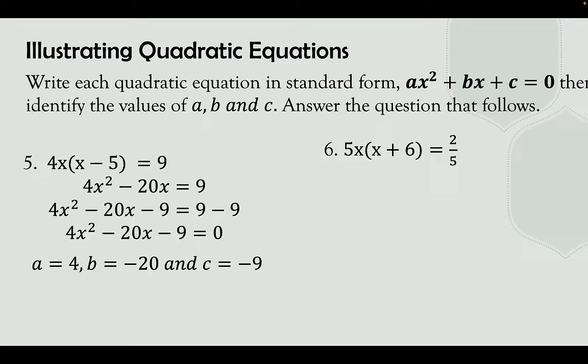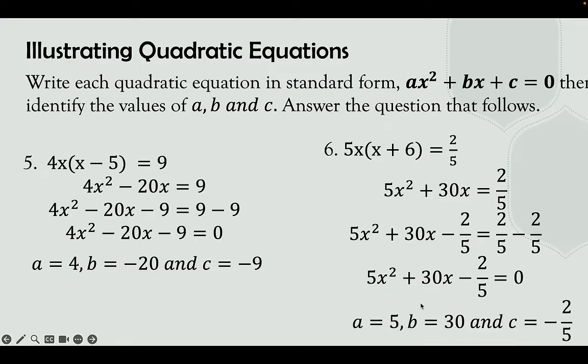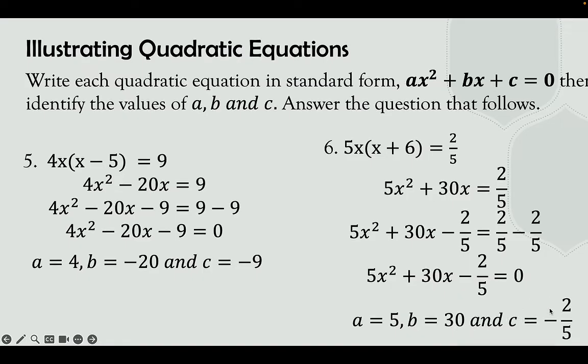Next, again, we need to simplify first the left side by distributing 5x in each term. So 5x times x, we have 5x squared. 5x times 6, we have 30x, equals 2/5. So we need to subtract both sides by 2/5. So we have now 5x squared plus 30x minus 2/5 equals 0. So the value of a is 5, b is 30, and c is negative 2/5.